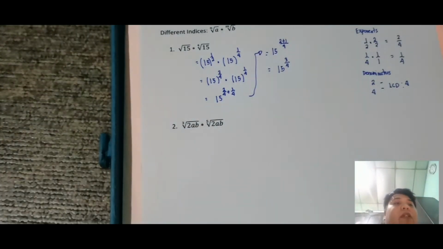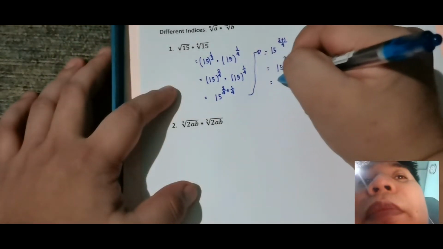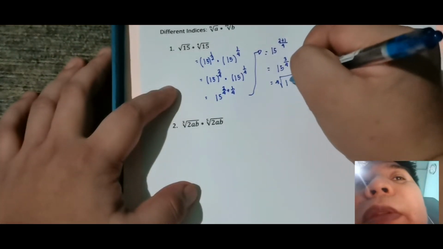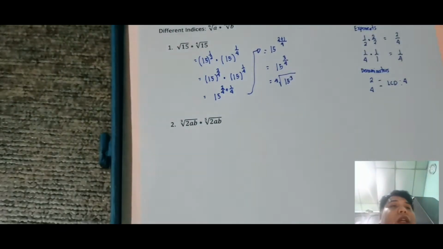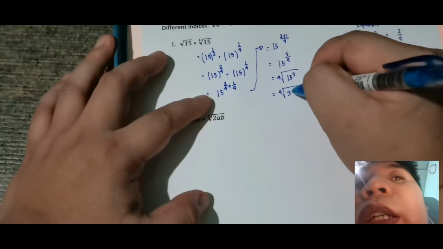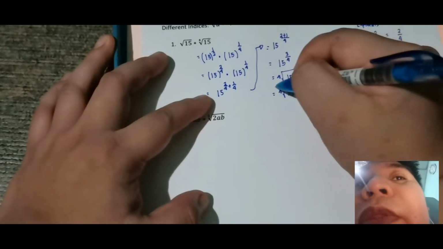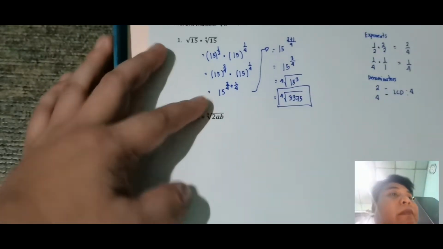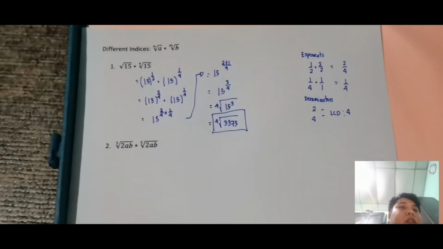Ngayon, yun ba yung sagot? No. Ang sagot dapat is naka in terms of radical. So, this is equivalent sa 4th root of 15 raised to 3. So, check natin what is 15 raised to 3. 15 raised to 3 is 3375. So, this is equivalent sa 4th root of 3375. Ito yung kanyang product. Okay, so ano concern dito? Yung exponent, anong gagawin sa fractional exponent? Gagawin natin silang similar fraction. So, yung idea ng LCD, ayun lang naman yung concern dito.